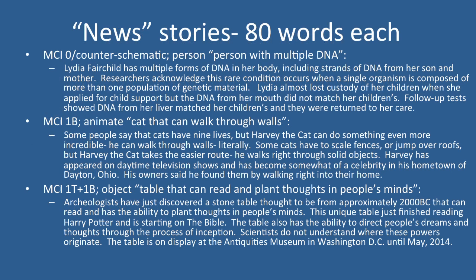I know you're not going to read this, and I don't expect you to, but these are just samples to throw up there, a visual here. The new stories each had 80 words, so they were all exactly 80 words. An example of an MCI of 0, which is counter-schematic, is a person with multiple DNA. This is actually true, and I think, Rob, this came out of an Emory lab. I went to Emory, and I read this in a couple of different sources. So I looked up things that were unusual.